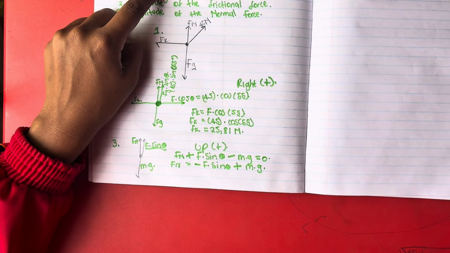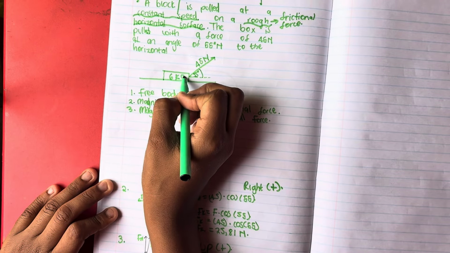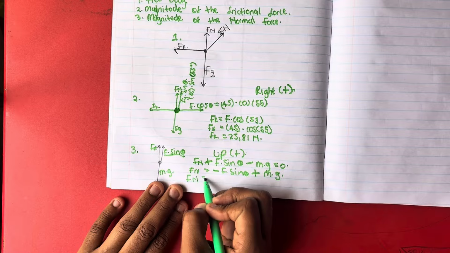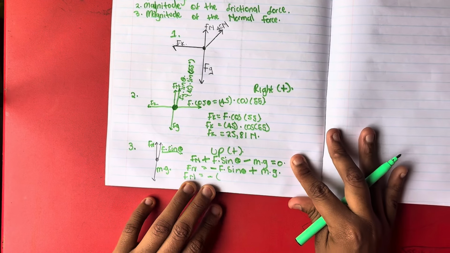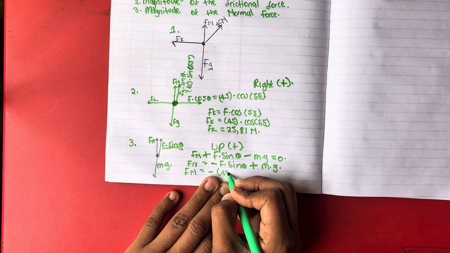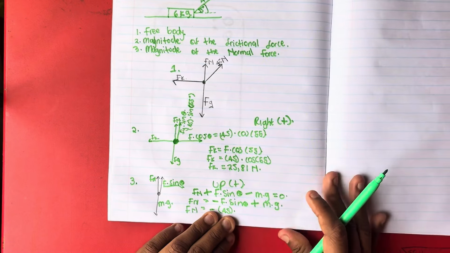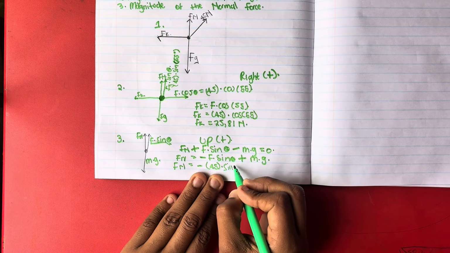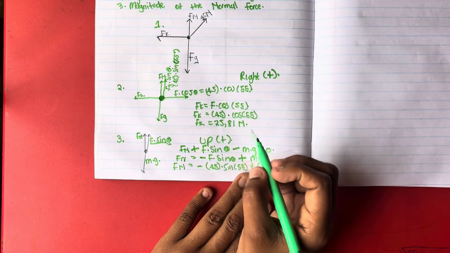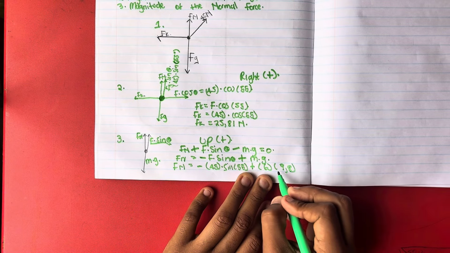Do we have the mass of the object? Wait, yes, this is 6 kilograms, sorry. So for our Fn, we're going to have it as negative, what is our F? 45. What is our angle? 55 degrees. Plus, what is our mass? Our mass is 6. What is g? 9,8. It's a constant, right?